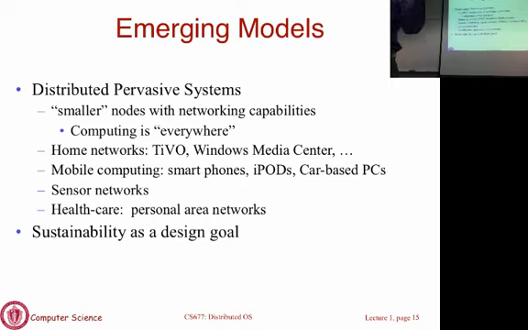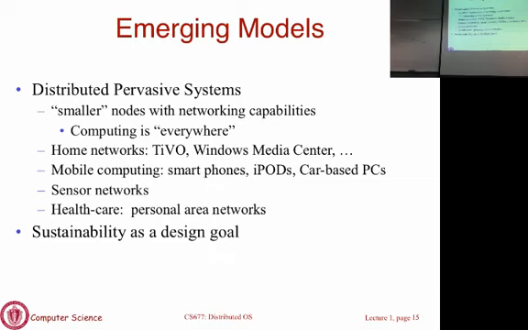Because you have sensors like this that monitor heart rate, that monitor all sorts of different things. Your glucose levels, if you're a diabetic patient, for instance. So you don't think of these as computing devices, neither do you think of them as distributed systems, but they are in some shape or form.